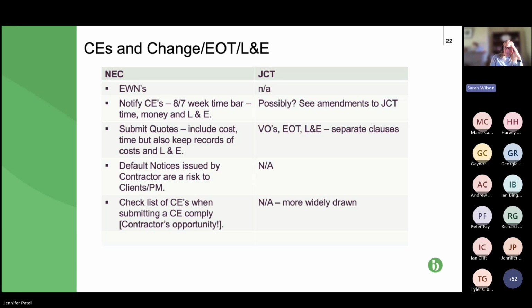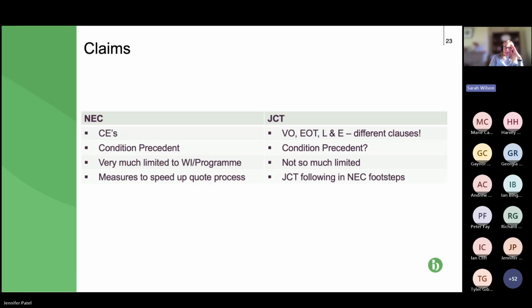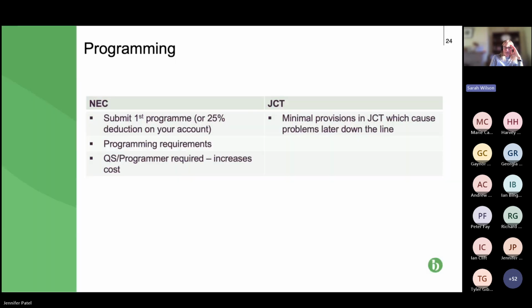I think that's just repetition, so apologies for that. And the next slide. So in terms of claims, we've pretty much covered that, so we can move to the next slide. This is where we discover that I've talked too much in the first half and covered everything. So I think we've pretty much covered the point about programming under NEC as compared to the lack of programming requirements in JCT.